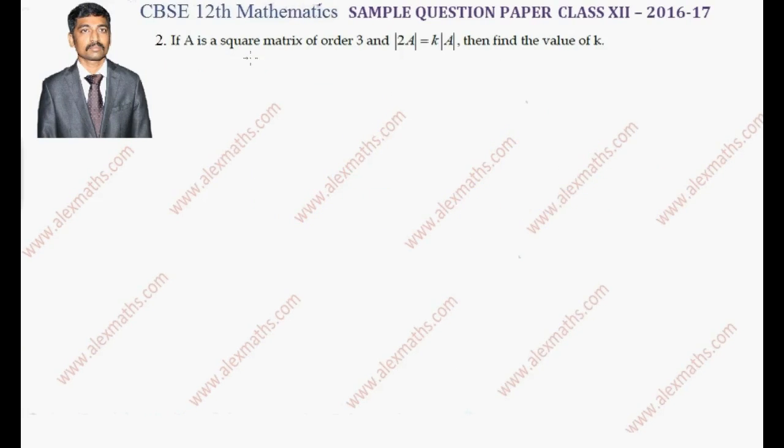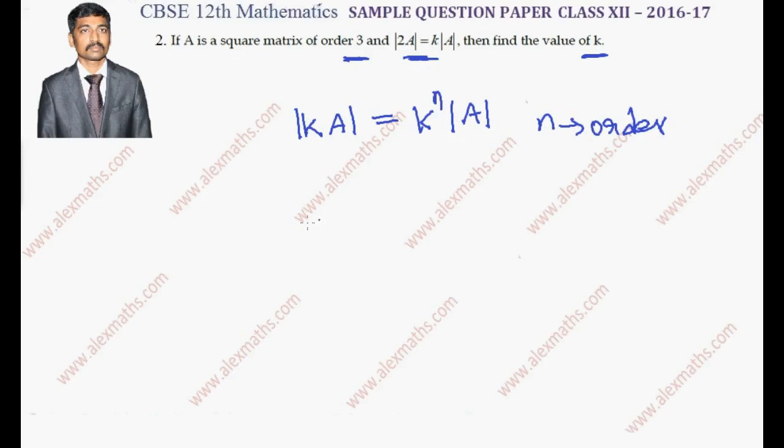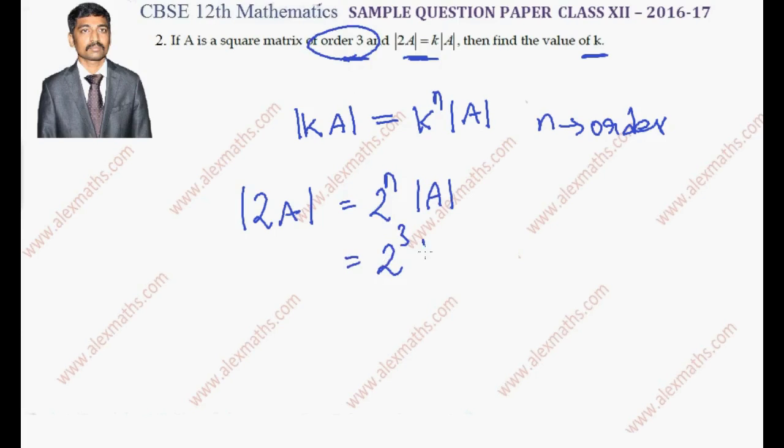Question number 2. If A is a square matrix of order 3, |2A| is equal to k|A|. Find the value of k. The basic formula is, k is multiplied with the matrix A, and if you take the whole determinant, it is k^n |A|, where n is the order. In this given question, we have 2A matrix and there is a whole determinant. So this 2 will come outside as 2^n and then |A|. Since the given order is 3 here, we can take n as 3. So 2³|A|, and that gives us 8|A|. So the value of k is 8.